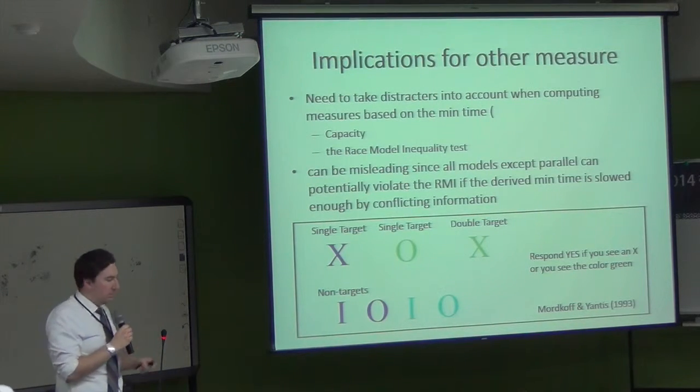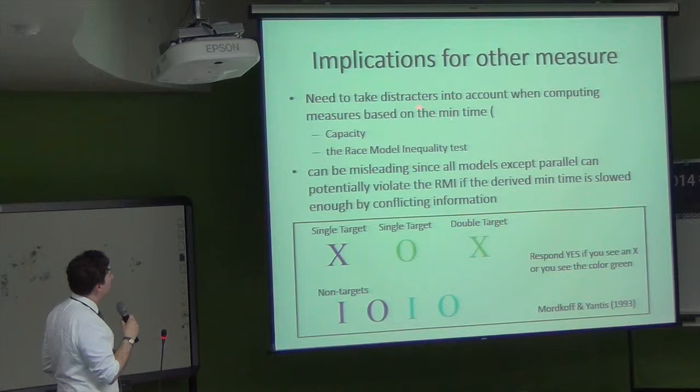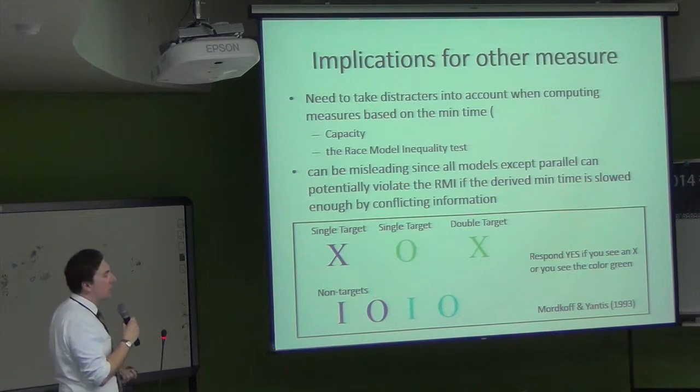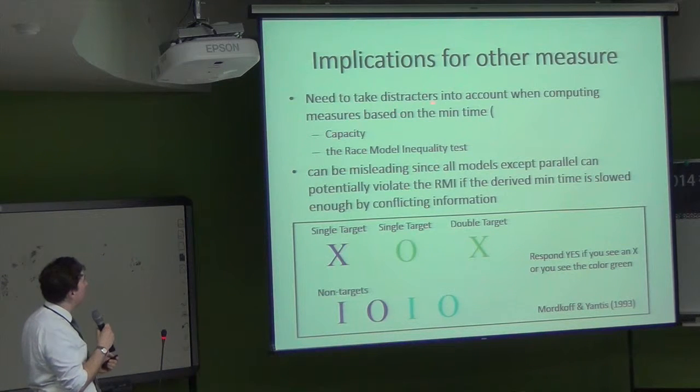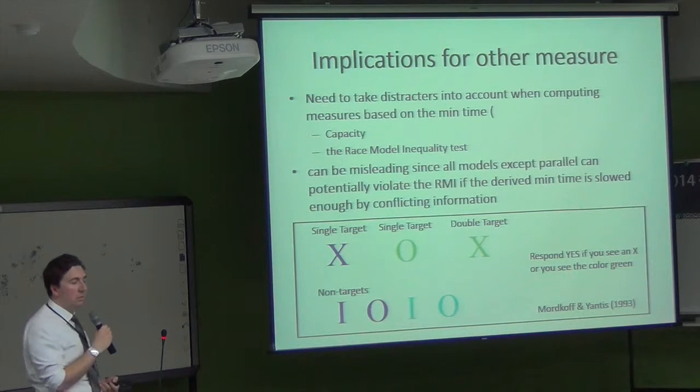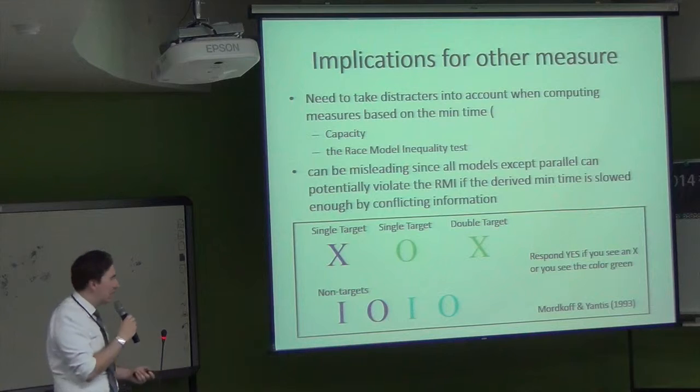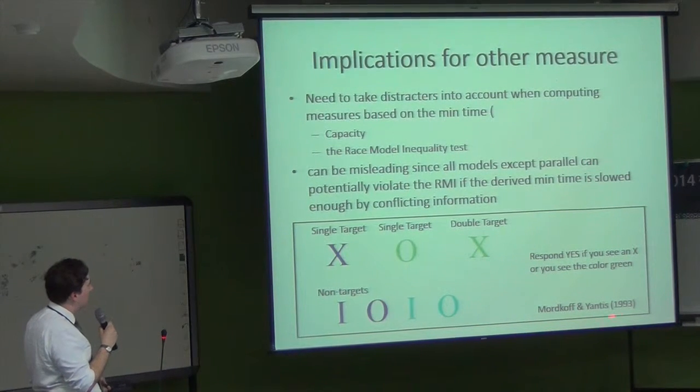So one final thing that I think this work suggests is that whenever you've got this type of conflicting or distracting information, and you're computing a measure which is based on the minimum time, something like capacity or the race model inequality. The idea behind the race model inequality task is an experiment reported by Mordkov and Yantis in '93. You had to respond yes anytime you saw an X or anytime you saw the color green. So again, you had two single targets.